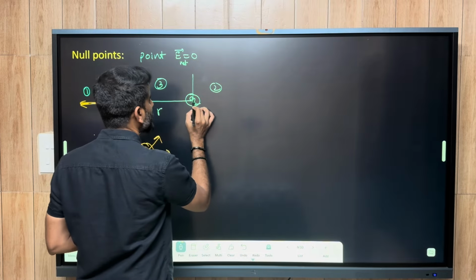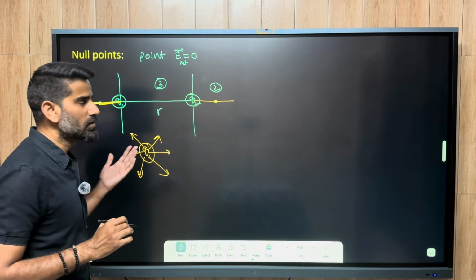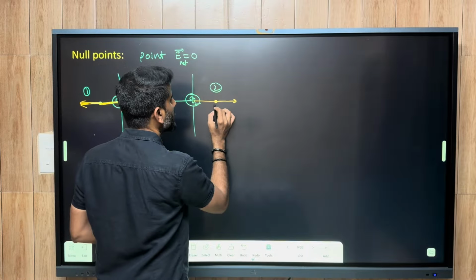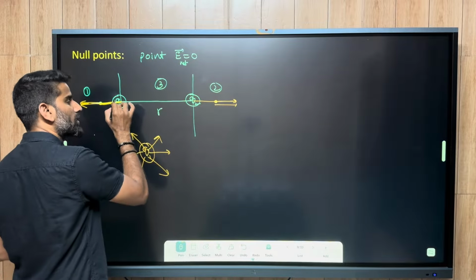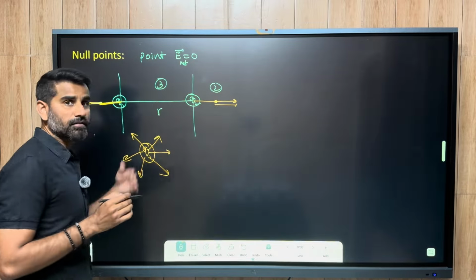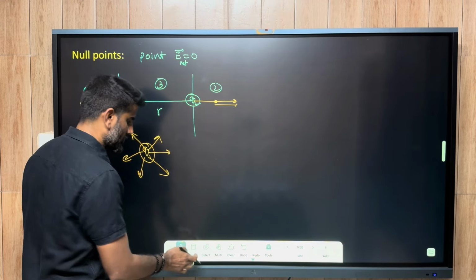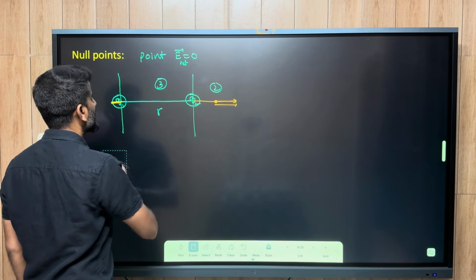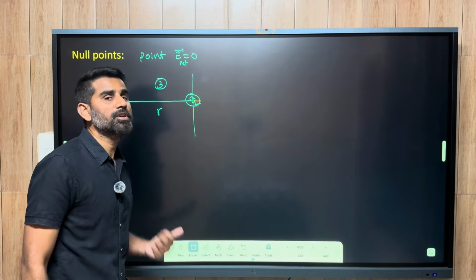Now let's take the point in region 2. Again the same story will repeat, but in the earlier case the electric field direction was leftward, whereas in this case the electric field direction will be rightward, because this is a positive charge, radially away, and this is again a positive charge which is also radially away, as the point of interest is the same for both the charged particles. Now instead of taking the point on these two sides, let's take the point in between the two charges.